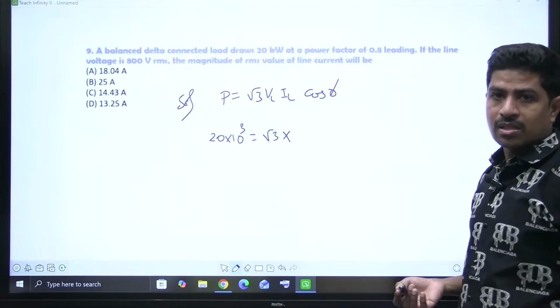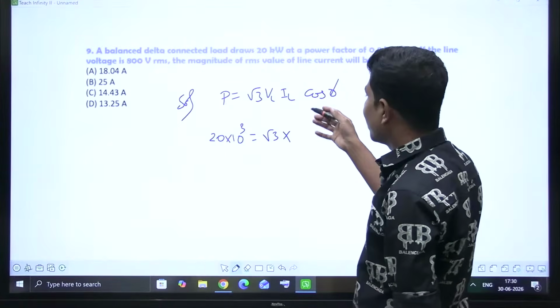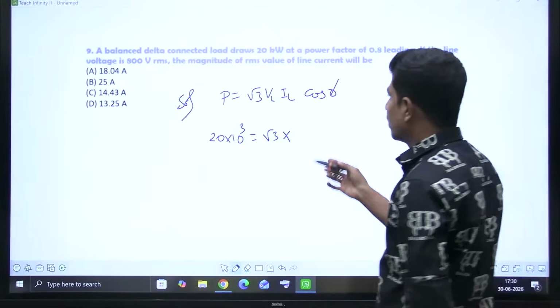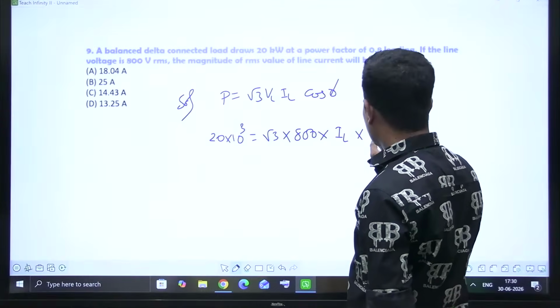In star connection, line voltage is root 3 times the phase voltage, but in delta, line and phase voltage are the same. Current in delta: line current is root 3 times the phase current. So how much is it? 800 into IL, where IL is the line current, and cos phi is the power factor.